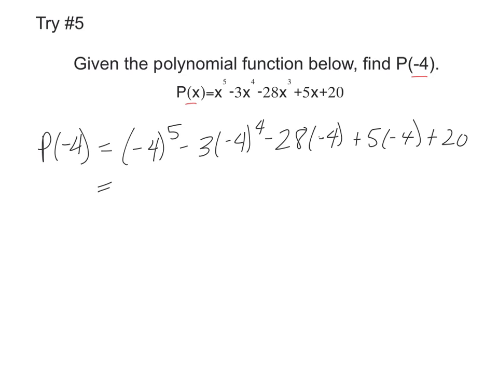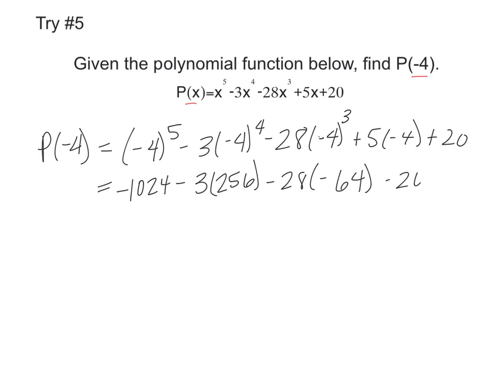All right, negative 4 to the 5th is going to be negative 1,024 minus 3 times 256. And this one is cubed. I almost forgot that. So minus 28 times negative, I believe that should be 64, but let me check. Yep, 64. Minus 20 plus 20. Now that negative 20 and plus 20 at the end are going to cancel, so we're going to ignore that.